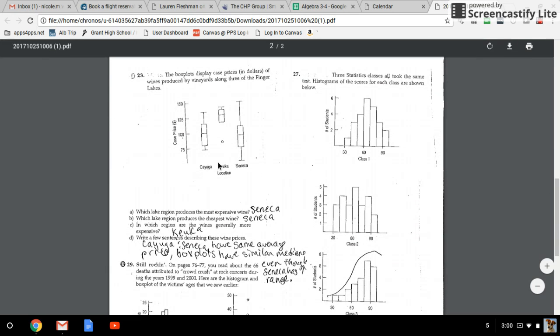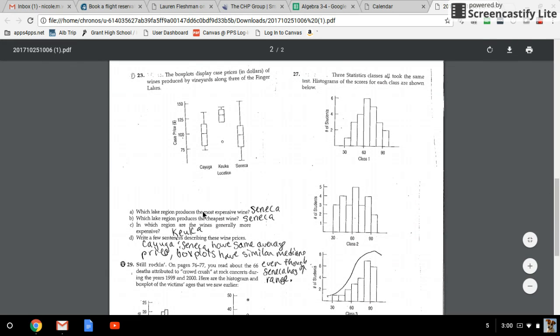It says the box plots display case prices of wines produced. So when you're looking at this, there are 3 different wine regions here. It says which lake region produces the most expensive wine. If I look at all 3 of these, the most expensive wine is Seneca. They have one that's about $150. And the one that produces the cheapest wine is also Seneca. They've got one that looks like about 50 perhaps right there.